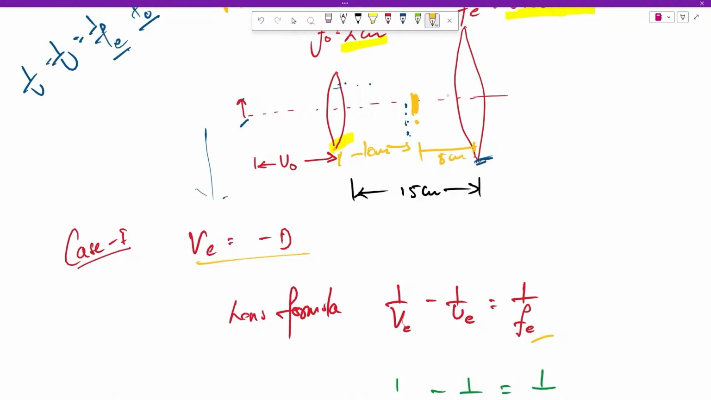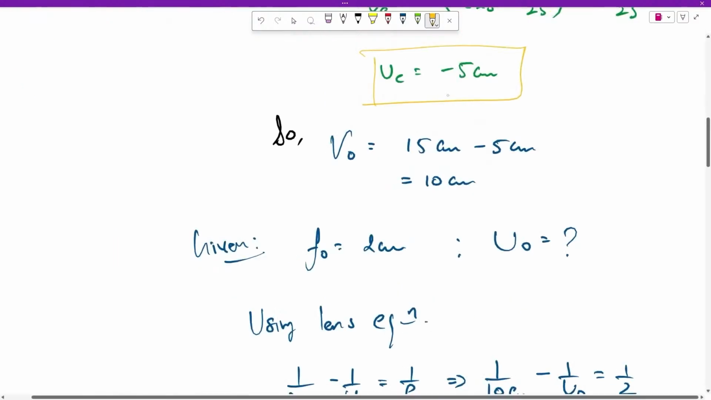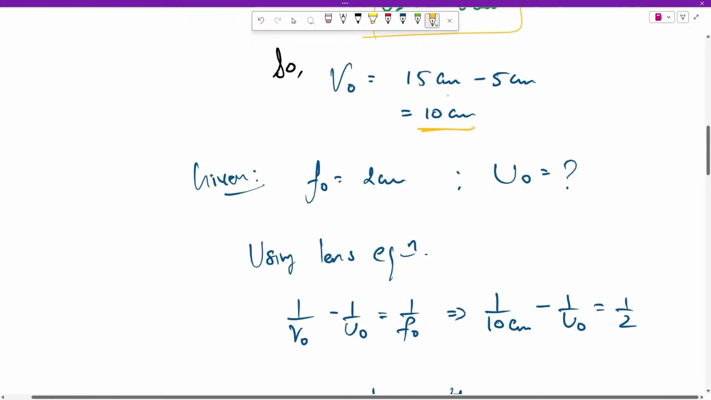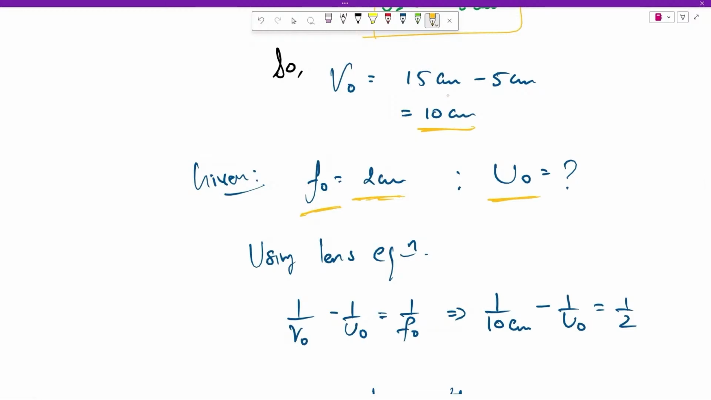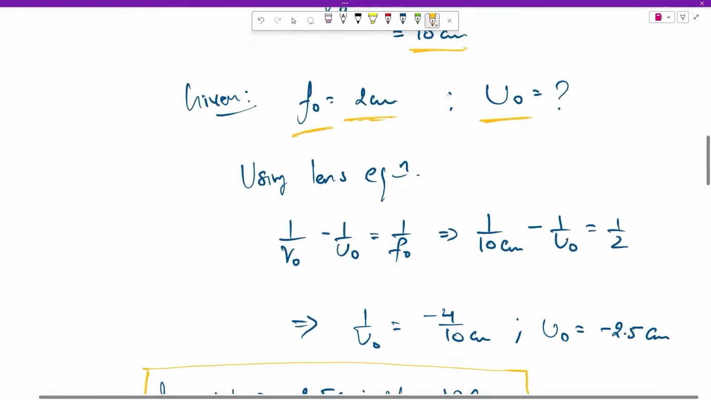So V naught, that is the image distance for this objective, should be equal to 10 centimeter. So VO is equal to 15 centimeter minus 5 centimeter, that is 10 centimeter. So we have got a value of FO. We have been given the value of FO, that is the focal length of the objective, that is 2 centimeter. We have to find out the value of UO, that is the object distance from the objective. So using the lens formula again, we have been given the value of FO and VO, and we have to find out the value of UO.